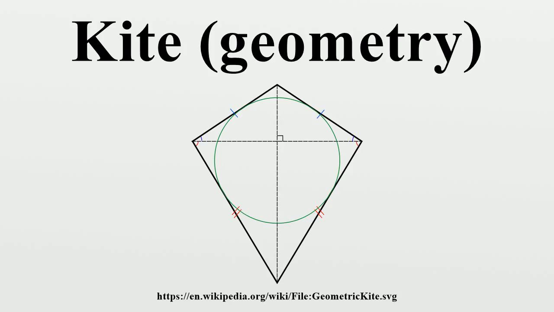For every concave kite there exist two circles tangent to all four sides. One is interior to the kite and touches the two sides opposite from the concave angle, while the other circle is exterior to the kite and touches the kite on the two edges incident to the concave angle.